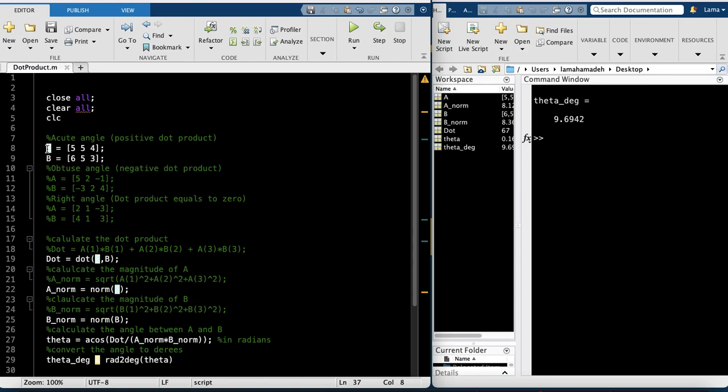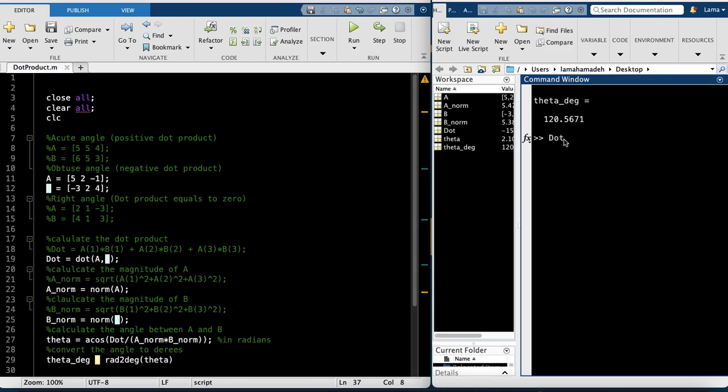Let's check the other two pairs, actually, using exactly the same steps here, and let's see what the angle between these two vectors is. So for the second pair, the angle is 120. So 120 is more than 90, and it's an obtuse angle. All right, and the dot product, let's check the dot here. Is it negative? It is a negative value.